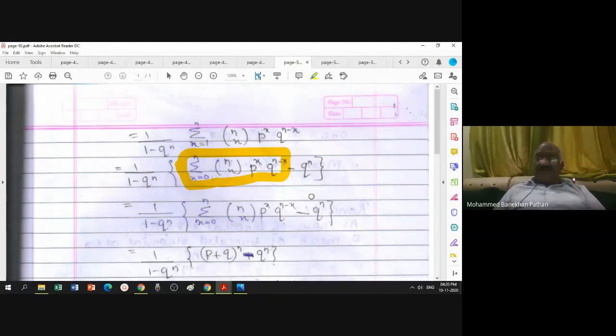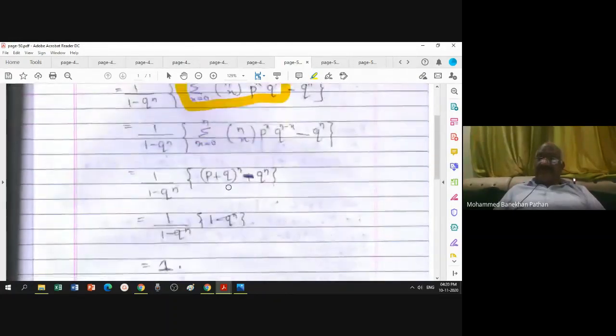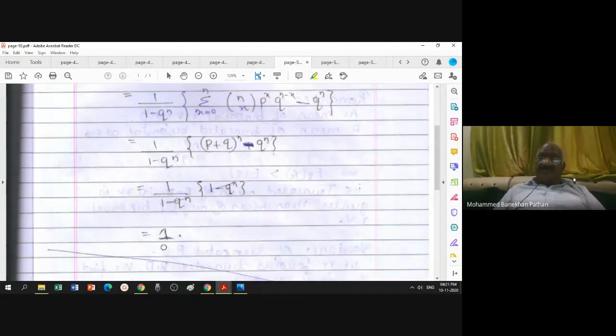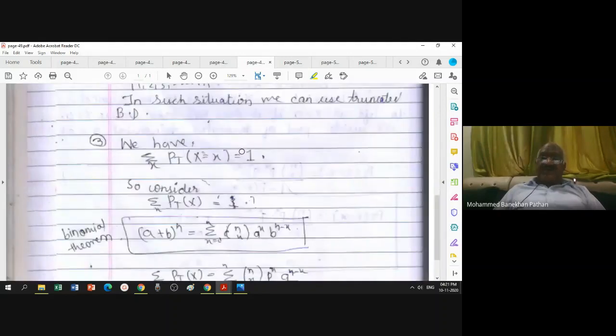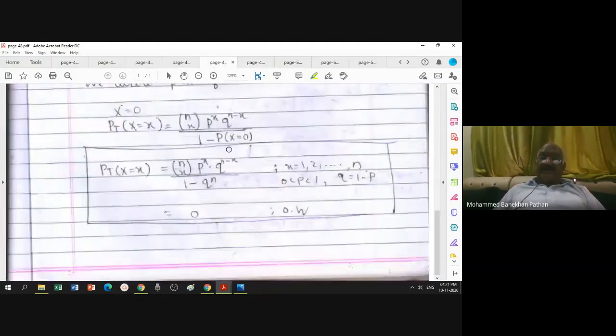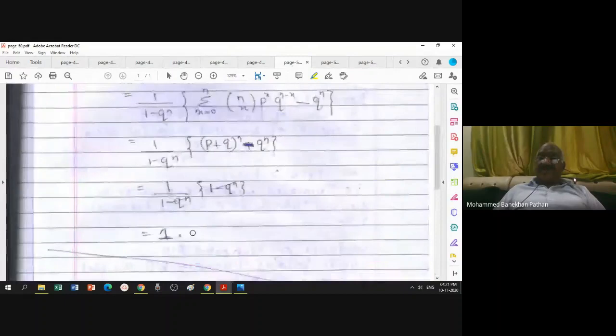So (1 minus q) raised to n. (p plus q) to the power n is the answer of this, and 1 raised to n is 1. (1 minus q) raised to n cancels with this, so the sum becomes 1. So what does this derivation tell you? This tells you that the function you defined is a PMF, because the total of the left hand side over this range is 1. That we proved under remark number 3.